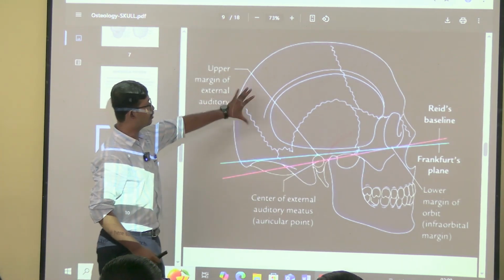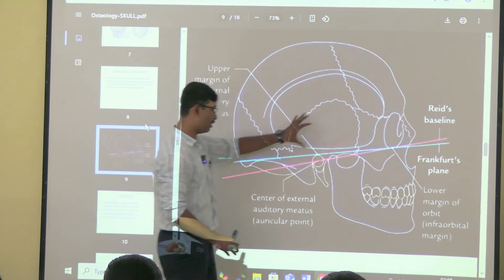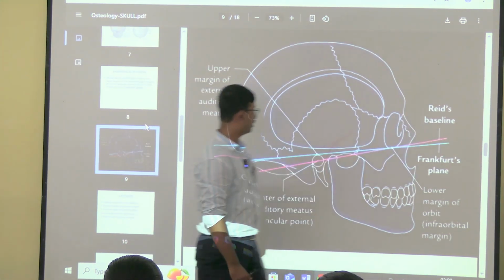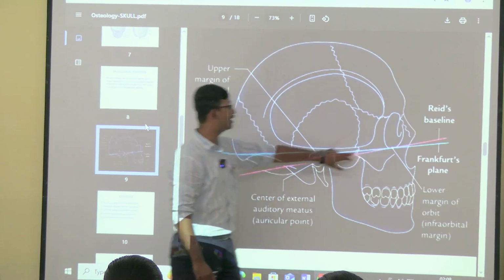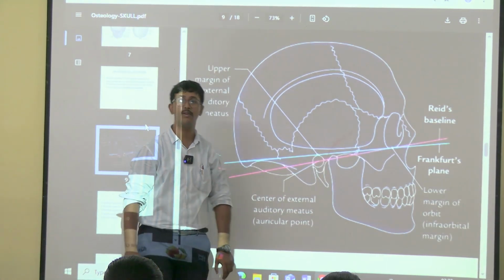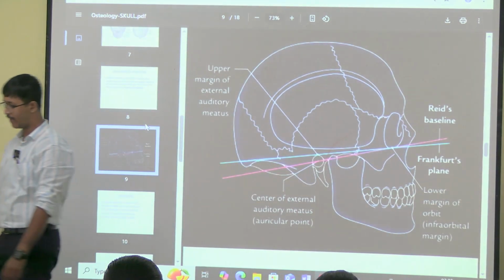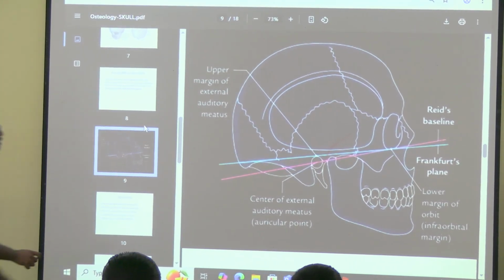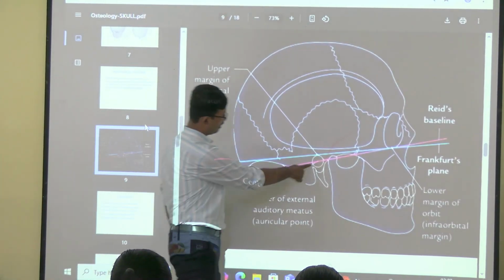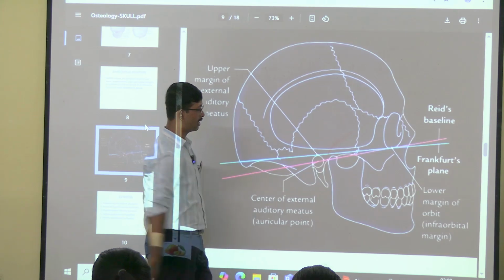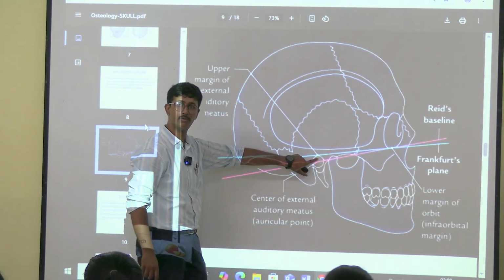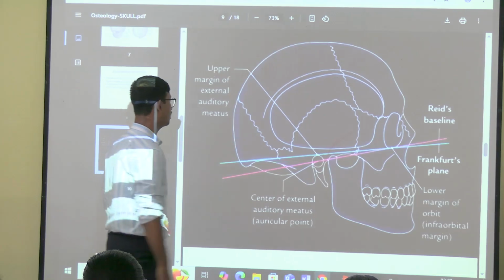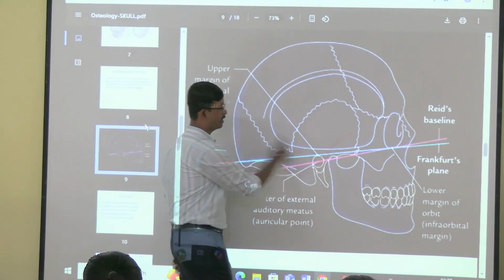This should be the anatomical position of the skull. The orbit should be facing forward, and the green line has to be maintained. This is known as Frankfurt's line. The same line passes through the external auditory canal. You know, the external auditory canal is your ear canal. This is your external auditory canal. This is the ear canal.